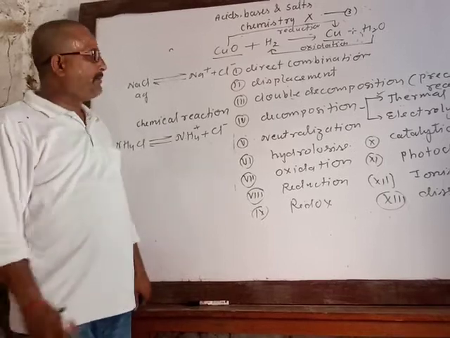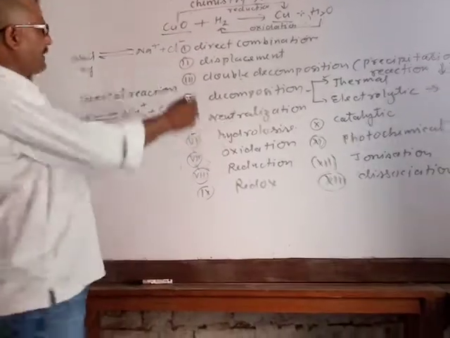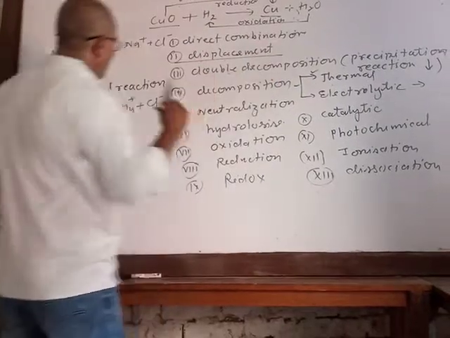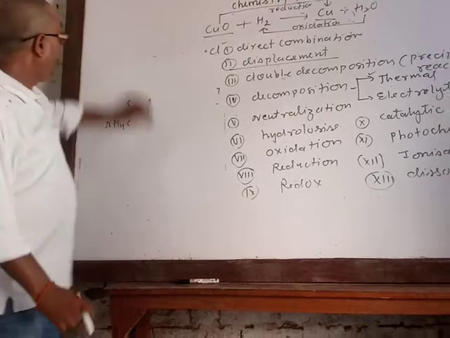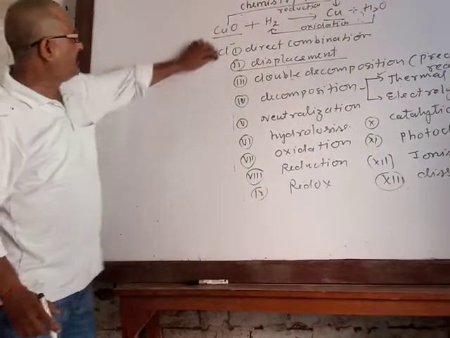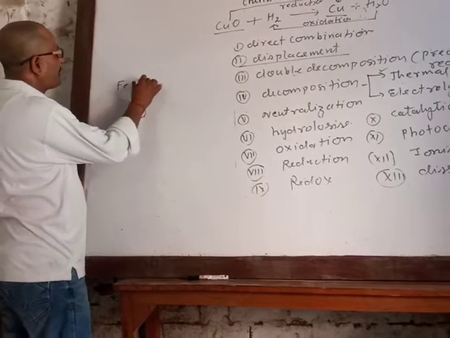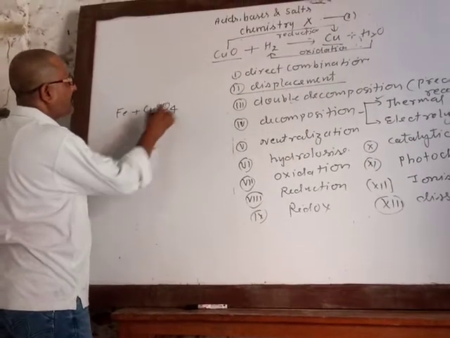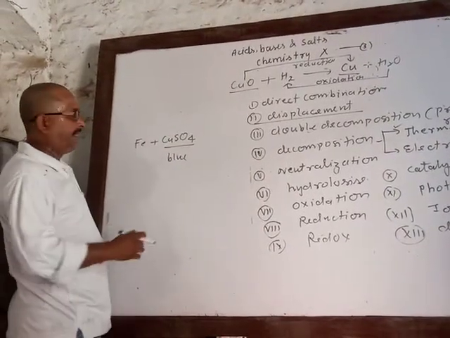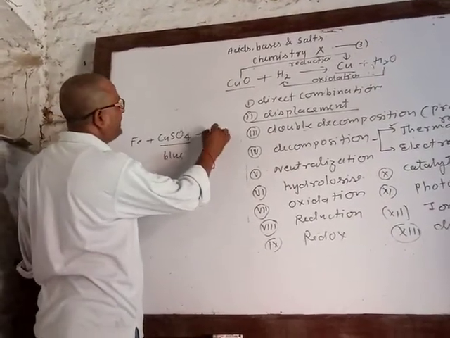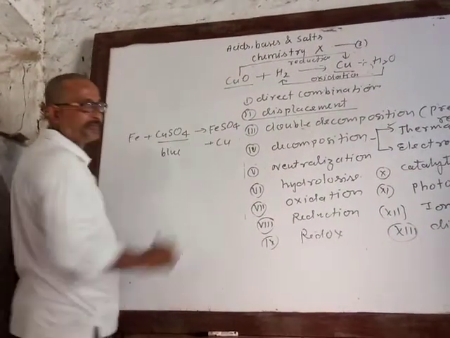My dear students, first prepare about this type of chemical reaction. Displacement reaction, one example I am going to give. You know that when iron is added to an aqueous solution of copper, you know the color of copper is blue. When you add an iron nail, its color changes and it forms FeSO4 plus Cu.